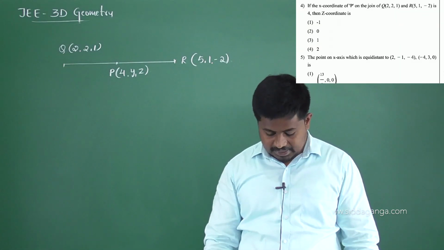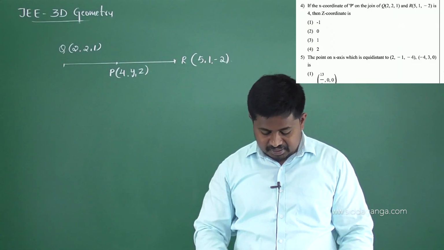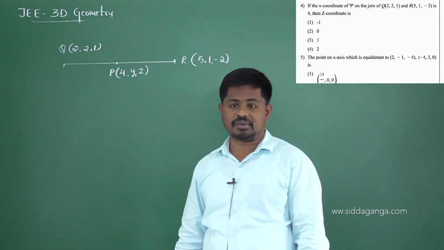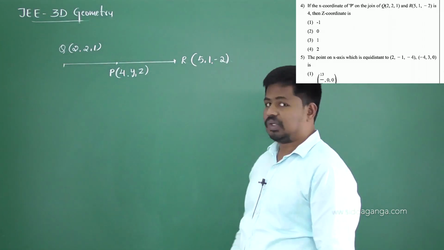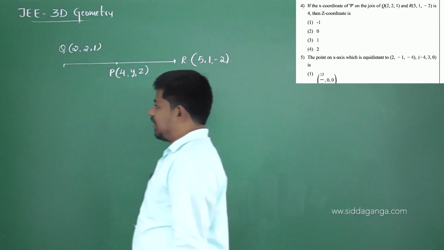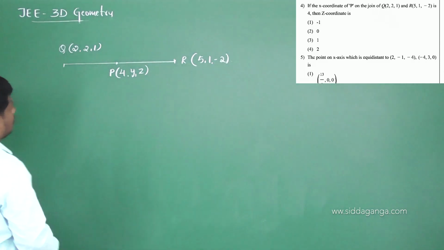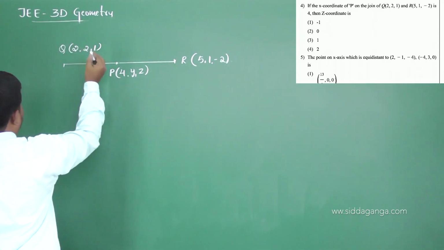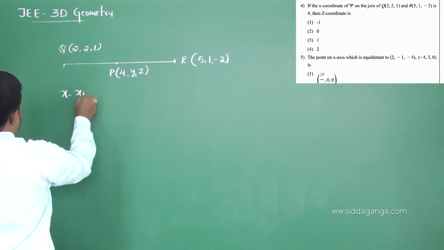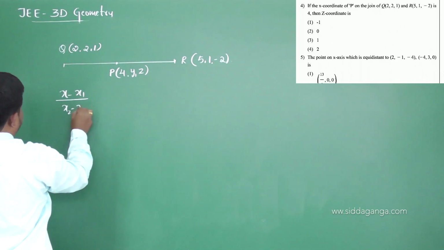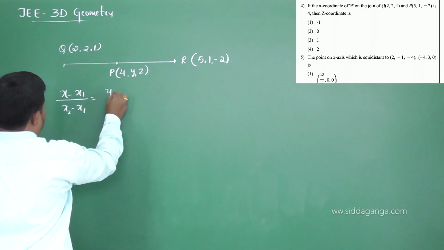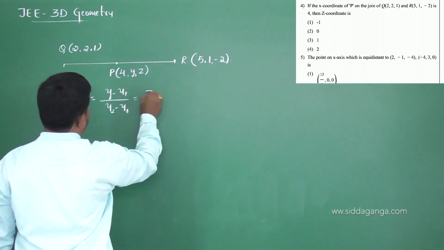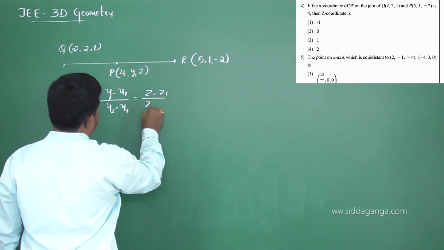I have mentioned clearly that P is on the line joining Q and R, so I can say these 3 points are collinear. So we can use that concept also. Or let's write the equation of a line joining 2 points, that is (x minus x1) by (x2 minus x1) equal to (y minus y1) by (y2 minus y1), that is equal to (z minus z1) divided by (z2 minus z1).